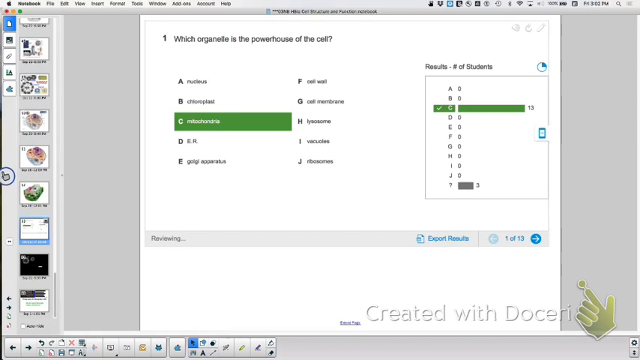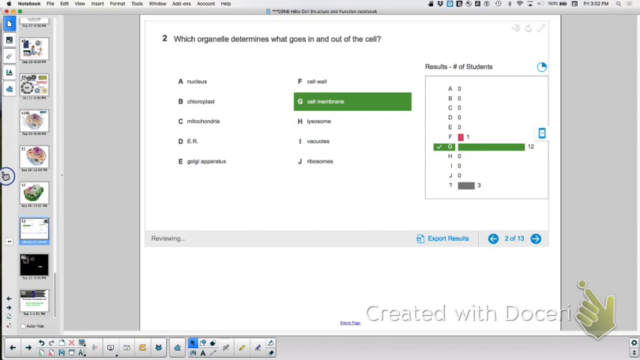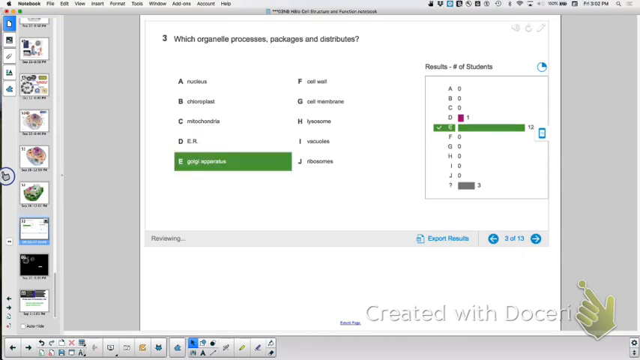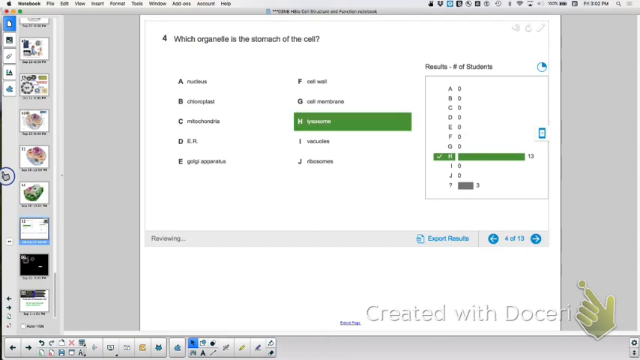Okay, the organelle that is the powerhouse is the mitochondria. Everybody got it? Who decides who goes in and out? Cell membrane. Uh-oh, not the cell wall. Cell wall, water and gases can diffuse through it, but it doesn't decide what goes in and what goes out. Number 3, processes, packages, and distributes. Give me a job description. That would be the UPS man, Golgi apparatus.